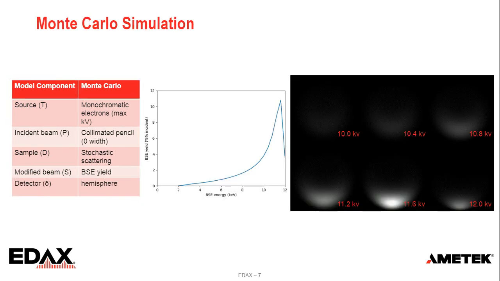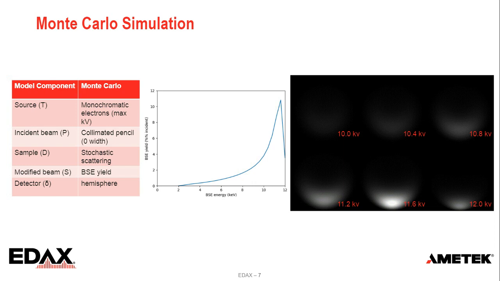So the backscatter yield is a pretty standard Monte Carlo simulation. In this case, the source is just a monochromatic electron beam. So you'll pick 20 kV or whatever the accelerating voltage of the experiment you're targeting is. And then you run this Monte Carlo simulation. This is pretty fast normally, seconds to minutes, depending on the number of electrons you run.